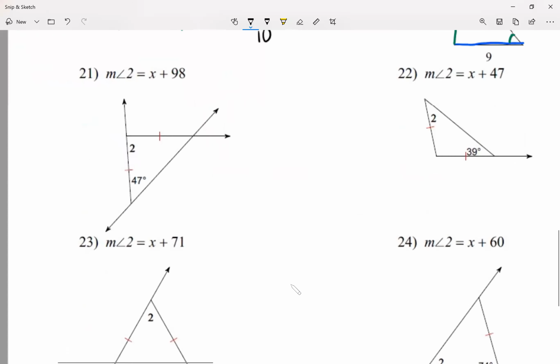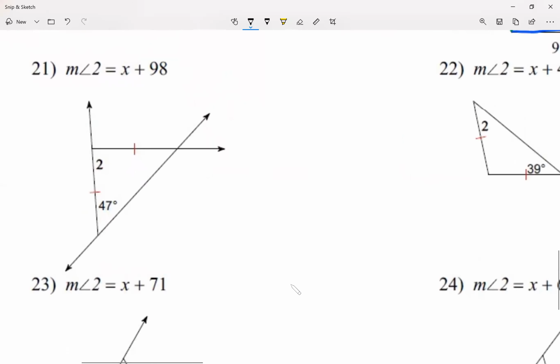Now, looking at number 21, I'm going to say the measurement of angle 2 is x plus 98. All right, so there's a 2 here. Let me replace that 2 with x plus 98. Now I'm solving for x. Interesting here though is that you see the slashes on my sides? I have two sides that are equal. So that means there's going to be two angles that are equal.